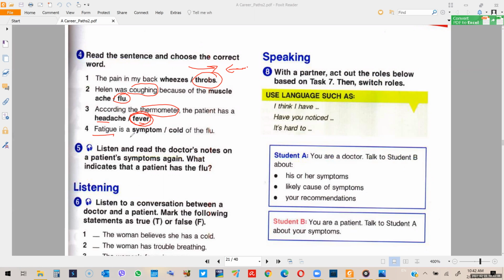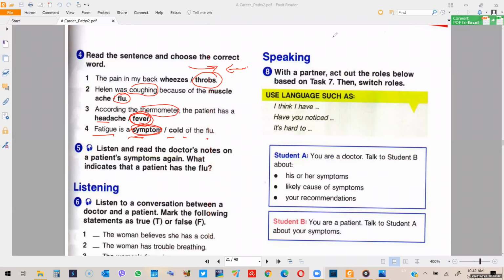Fatigue is a symptom of the flu or cold. Of course, it is the flu. And fatigue is a French word. It is not English. It is from the French language. It means feeling very, very tired. So fatigue is the feeling of tired. Someone feels very tired because of disease, of course.